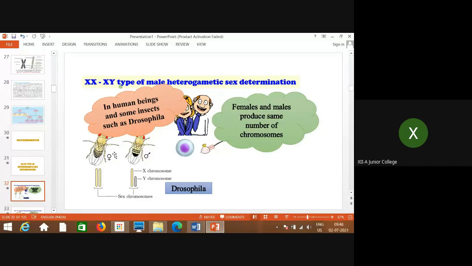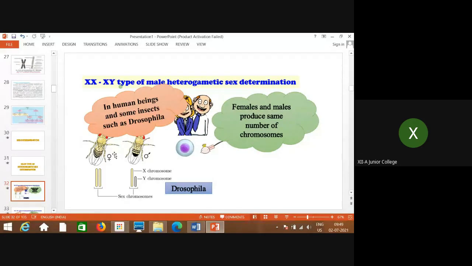The XX-XY type, where the male is heterogametic, is sex determination seen in human beings and some insects such as Drosophila. Heterogametic and homogametic are the two conditions. Homo means similar. When gametes are similar, that condition is called homogametic. When gametes are different, that condition is called heterogametic. In human beings and a few insects like Drosophila, males are heterogametic, whereas females are homogametic.